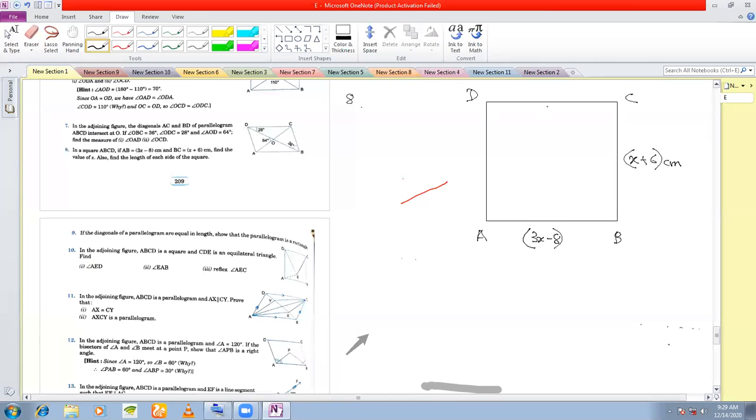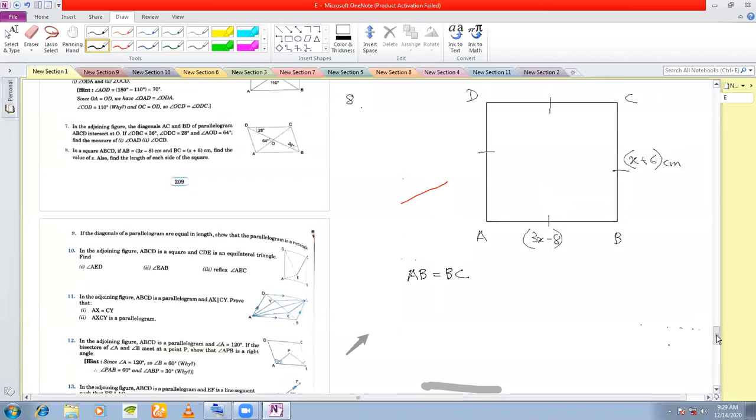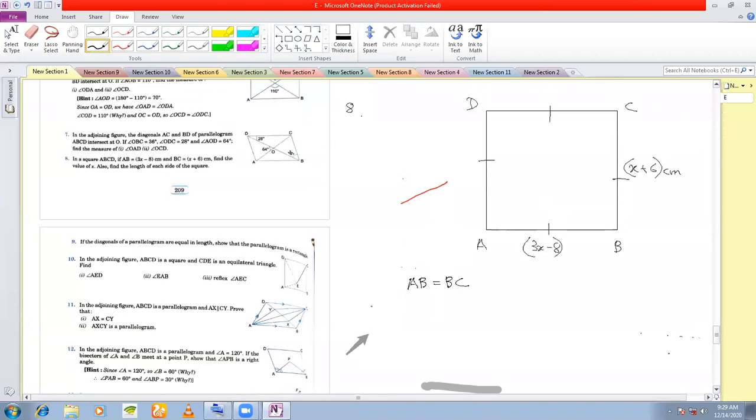Okay, so how will you find out the value of x? You know that all the sides of a square are equal, right? So therefore, these two sides AB and BC must also be equal. So AB must be equal to BC. Now put the value of AB. AB they have given to be 3x minus 8. BC they have given to be x plus 6. And therefore, you solve this equation to get the value of x.